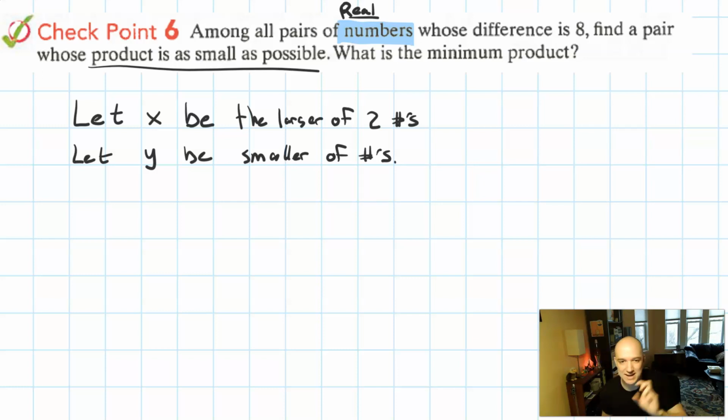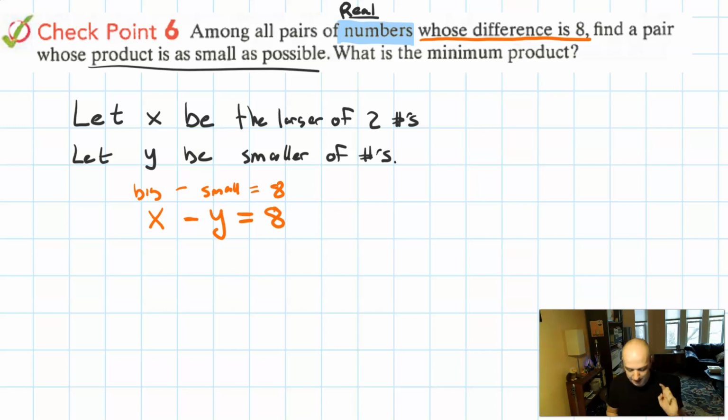We know their difference has to be 8, so they can't be the same, right? So if they're not the same, you're allowed to say, well, one's smaller than the other, or larger than the other. I also need to state what I mean by difference is 8. So difference is 8 would mean that the bigger one minus the smaller one would equal 8, right? Big minus small equals 8. So this is what I consider an equation relating x and y. But it's not what I'm trying to maximize or minimize.